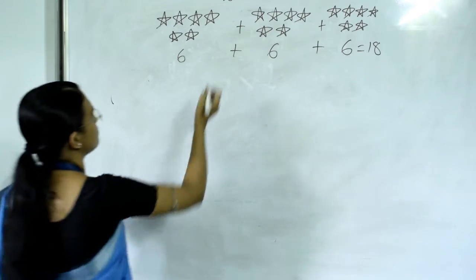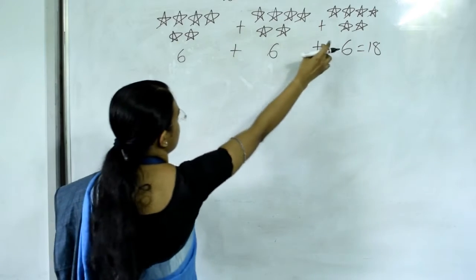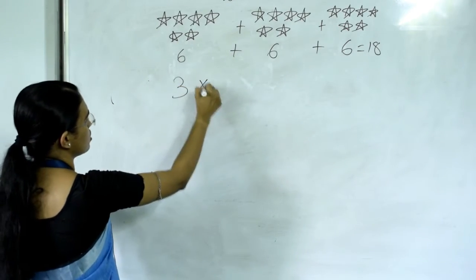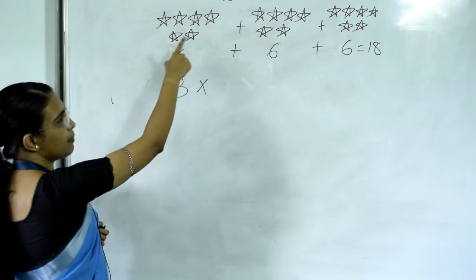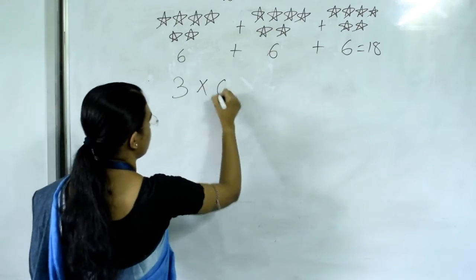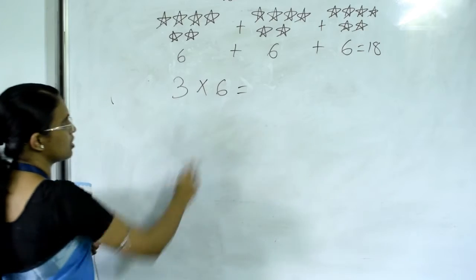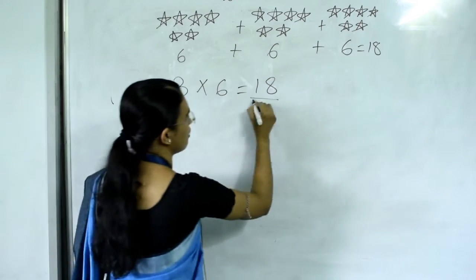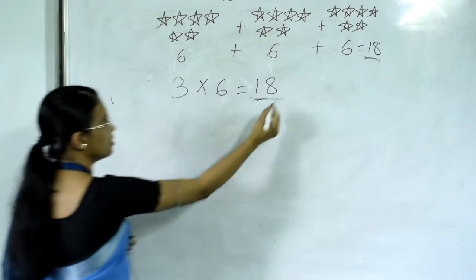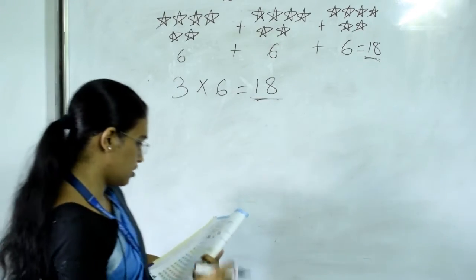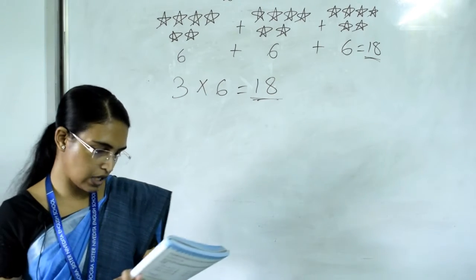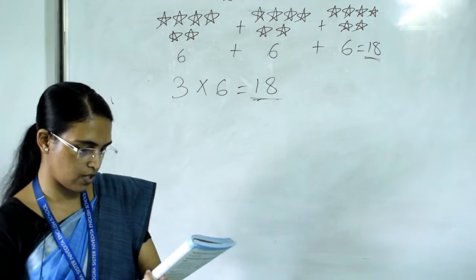So for that, how many groups have I drawn? 3 groups. So write here 3, use the multiplication sign, and each group has how many stars? 6 stars. So write here 6. So 3 6s are 18 stars. Now look here, we have got the same answer here and here. In this way you have to do these sums. Okay, now come to count and build the table of 6.